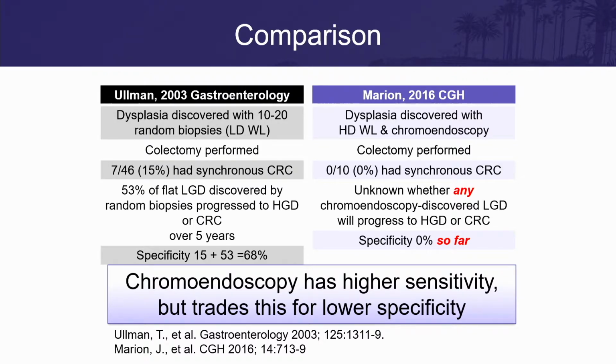The best example is from Tom Ullman's study from 2003. When they discovered dysplasia with 10 to 20 biopsies on low-definition white light endoscopy, 15% had synchronous colorectal cancer, and 53% progressed to high-grade dysplasia or colorectal cancer over 5 years. So essentially a specificity of 68%. In contrast, Jim Marion's paper from Mount Sinai in 2016, they were kind of the leading edge in chromoendoscopy. But of the folks they sent to colectomy for chromoendoscopy-found dysplasia, nobody had colorectal cancer. So the sensitivity is great, but the specificity is 0. Your chromoendoscopy has high sensitivity, but you're trading it for lower specificity.